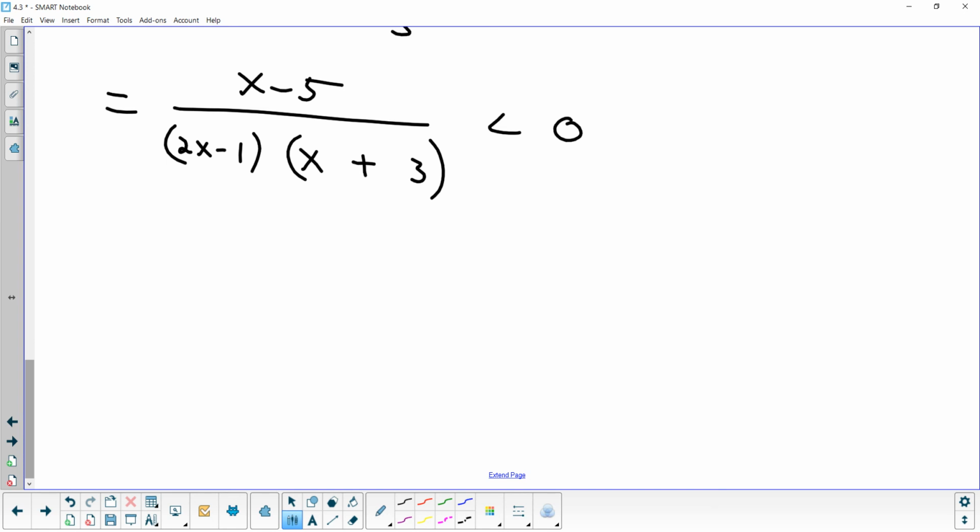Now, let's just make a sign chart. Some people don't need that. For me, it kind of helps me to visualize what's happening. And we're going to make a sign chart for each factor.